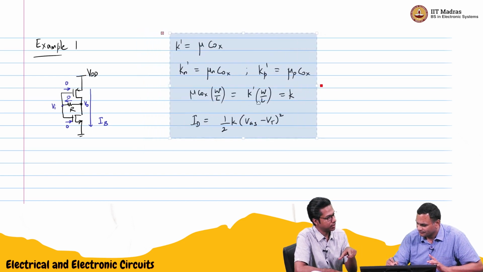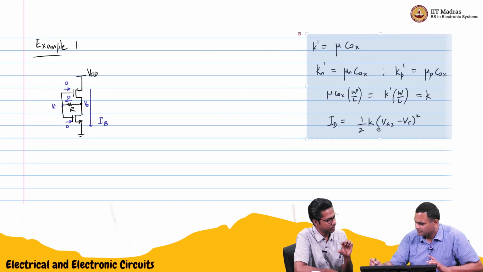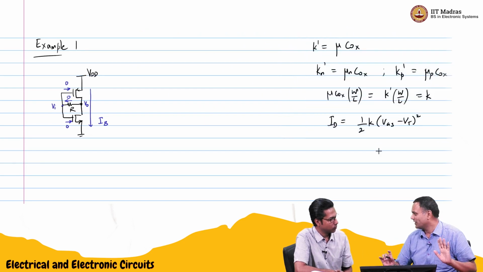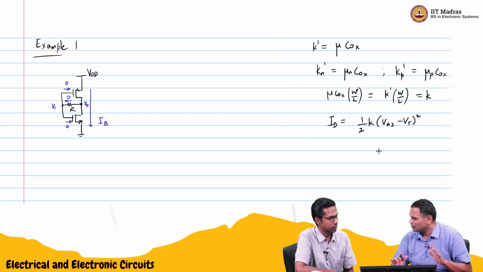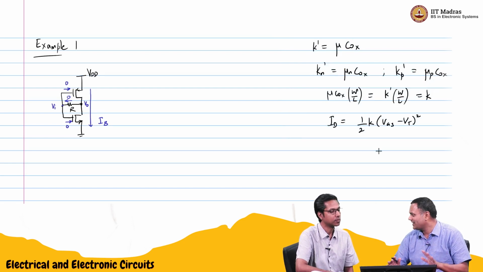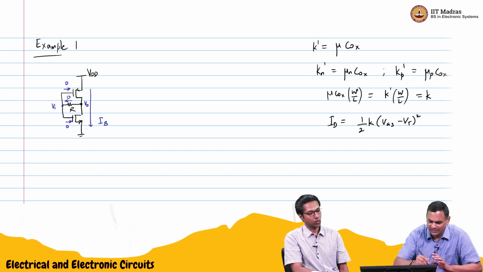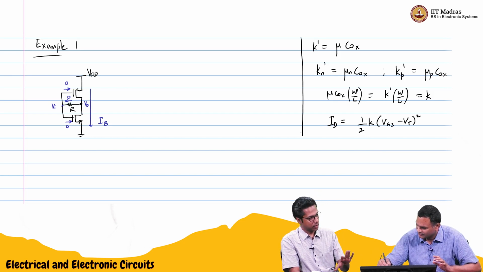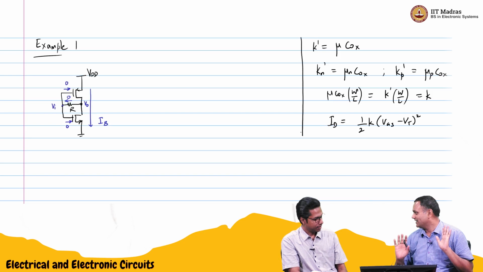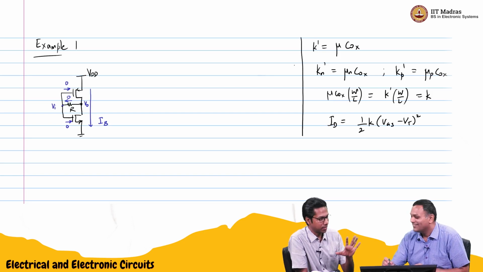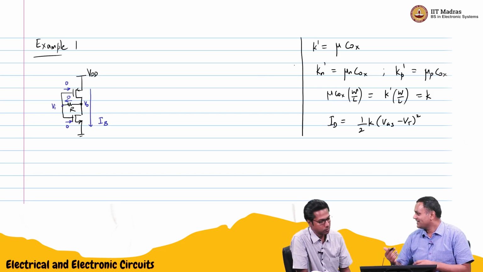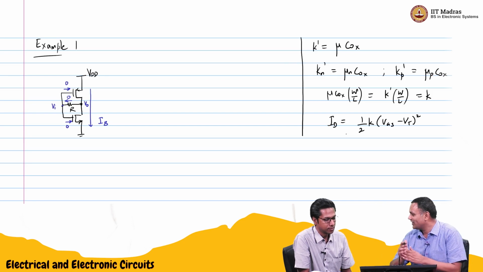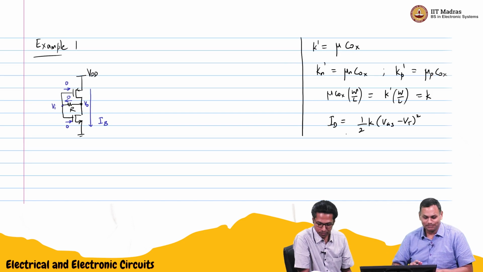Actually, this mu and Cox is just the wafer property. It's a property of the semiconductor. Normally, it is given to you. If you want to analyze or design any circuit, you need to know that. And while designing, as we discussed earlier, what we can change is W by L. So they have split it. And to make things easy for our students, we have even included W by L inside and called it K. That's all. It makes it easy.